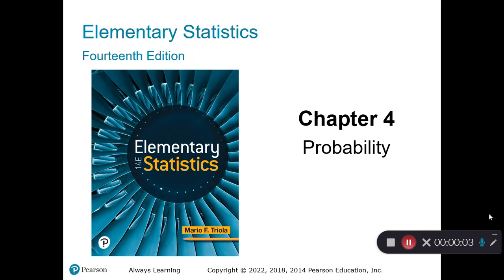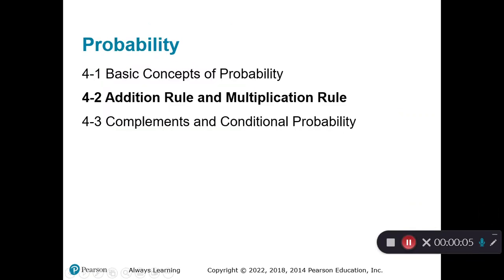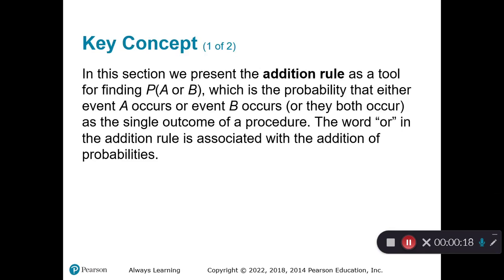Continuing in our probability chapter, we now explore two rules for calculating the probabilities of compound events: the addition rule for events that include the word or, and the multiplication rule for events that involve the word and.